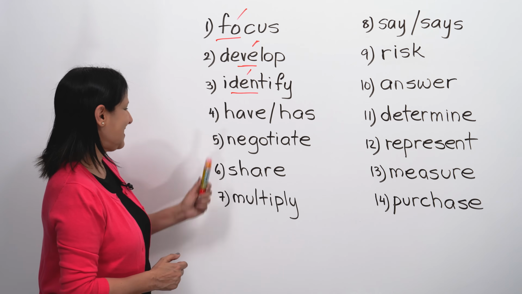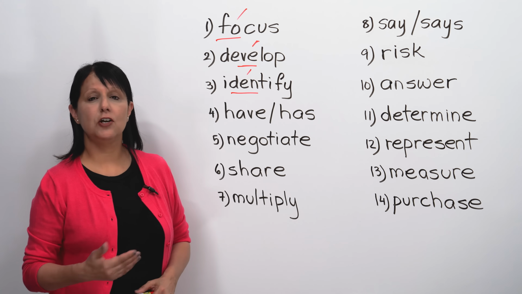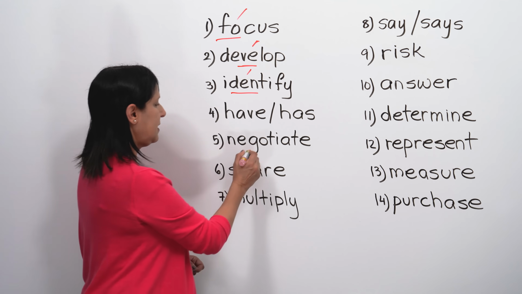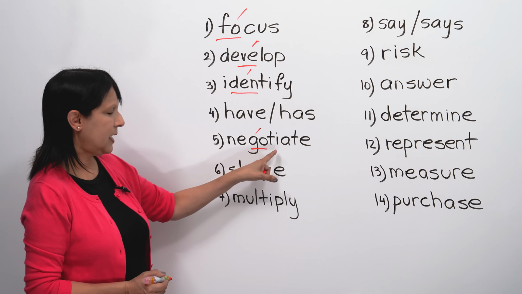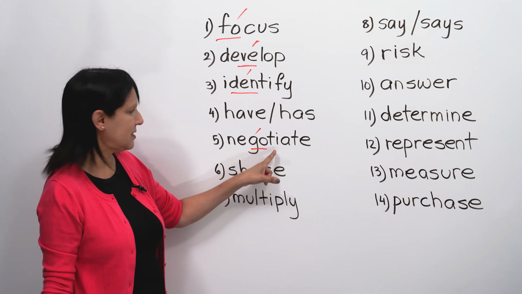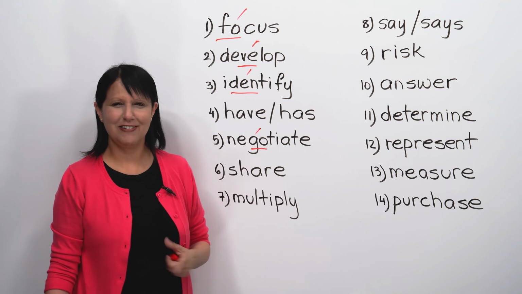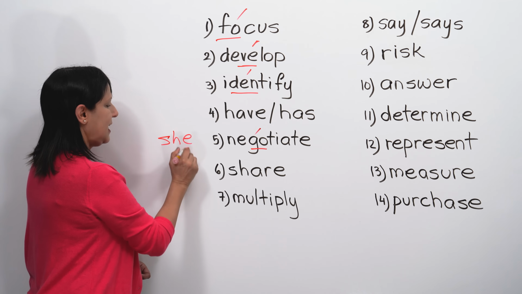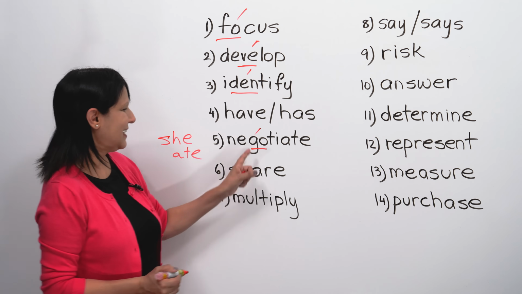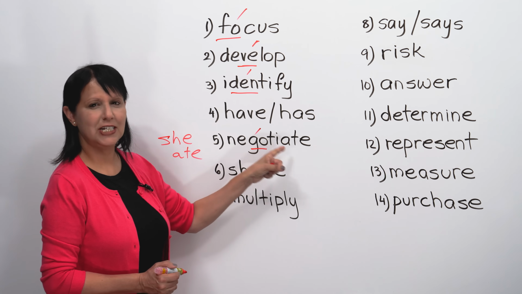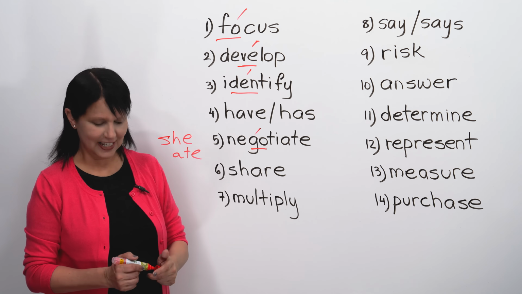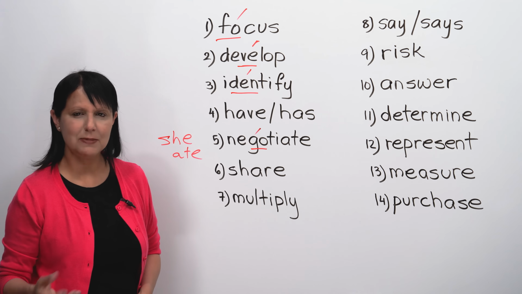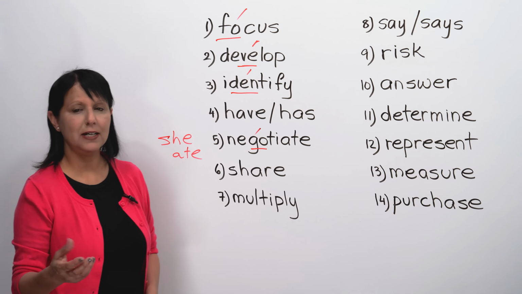All right, next, number 5. Negotiate. Negotiate. Okay? Here the stress is on go. And this part, I know it's confusing because it's like T-I-A-T-E, right? But what we're really saying is something like she ate. Okay? Negotiate. All right? Say it again. Negotiate. Good. You can repeat things many times in order to get your pronunciation right, okay?